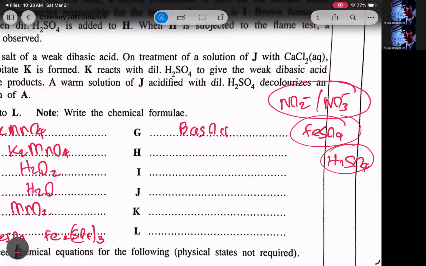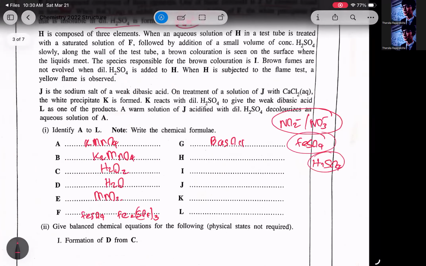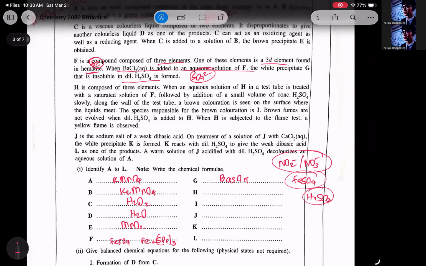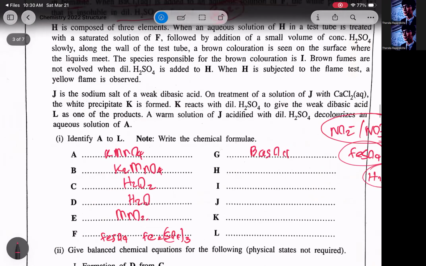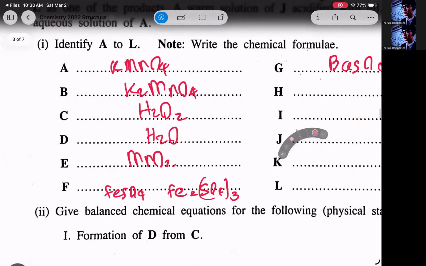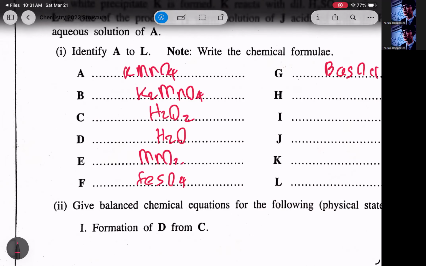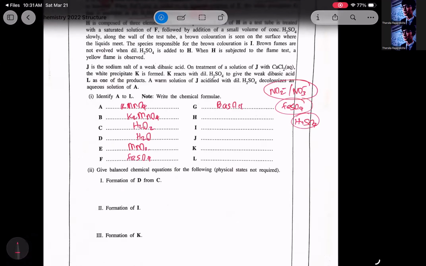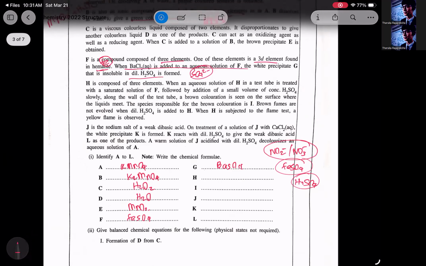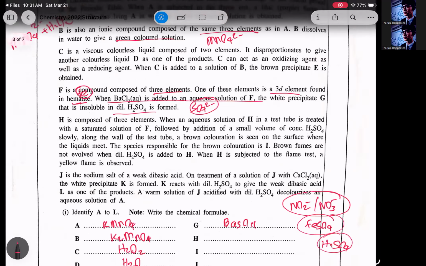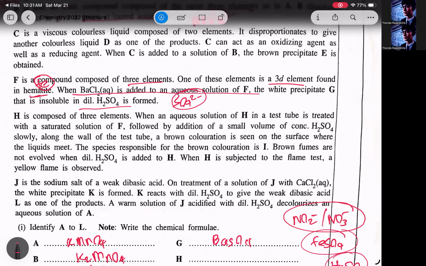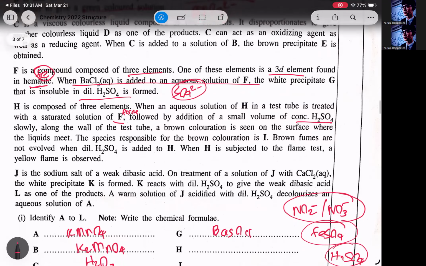So here, this should not be Fe3+, right? This should definitely be Fe2+. So we can go with FeSO4. We are using Fe2+ there. Right? So FeSO4 is needed. When aqueous solution of H in the test tube is treated with saturated solution of F, right? FeSO4, followed by addition of small volume of concentrated H2SO4, brown coloration is seen on the surface where the liquids meet. So that's a brown ring, right?